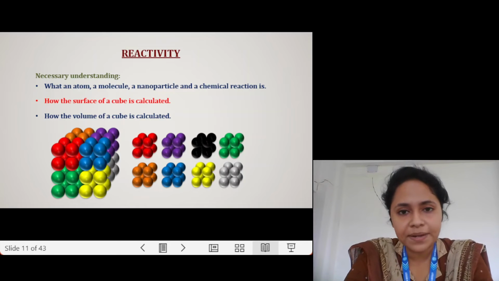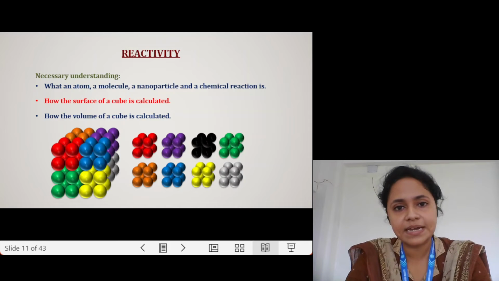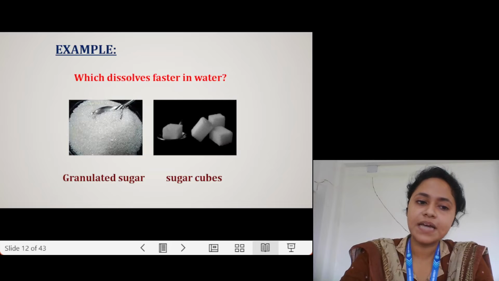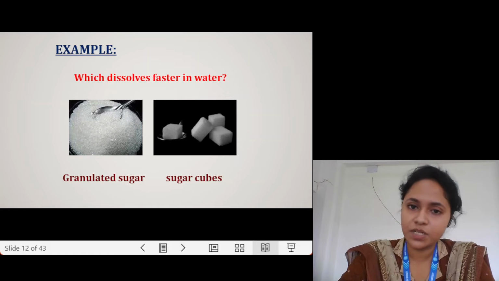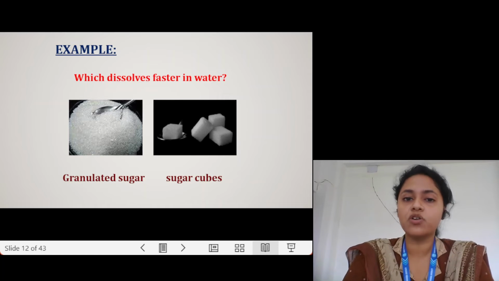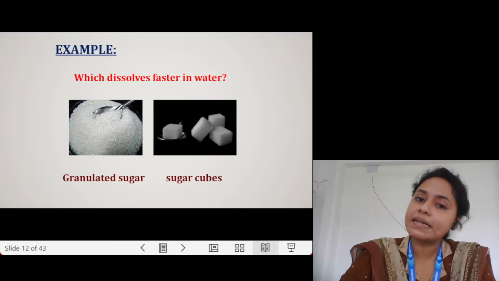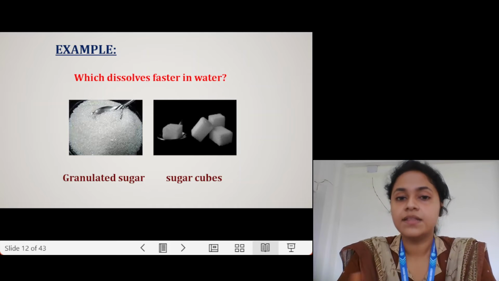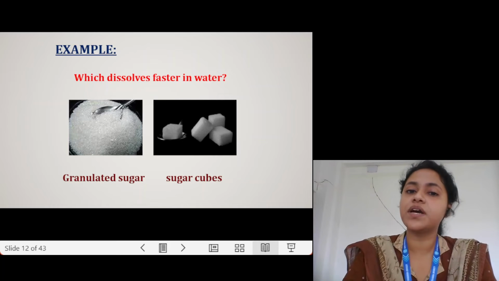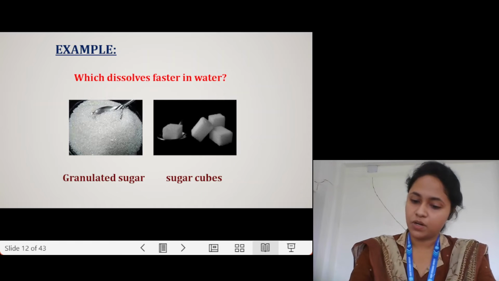So this is a common example to make you understand what actually changes, how the properties are getting changed, right? Another example: you all know granulated sugar, and these are sugar cubes. Same sugar, but which will dissolve faster? Definitely granulated sugar. This is also a sort of reactivity, right? Granulated sugar will dissolve faster because of the particle size. These are a few examples to help you understand what is changing whenever we are going to the nano dimension or dealing with nanoscience and nanotechnology.